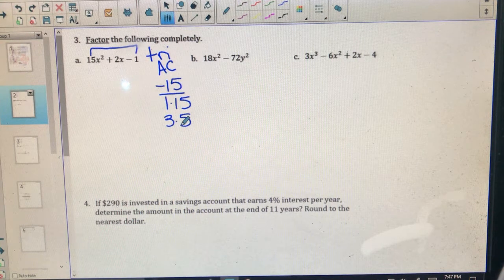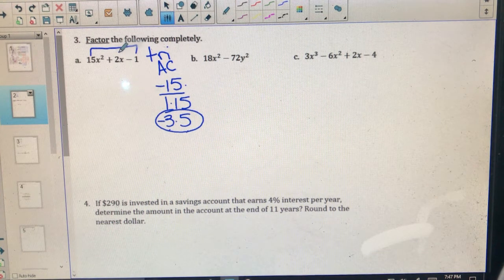And I also need to consider my goal. My goal is to pick one of those 2 pairs that also adds to the middle number. And my middle number is 2. So the only way that's going to work is if I use 3 and 5 and I make the 3 negative. Do a quick little double check. Negative 3 times 5 is negative 15. And negative 3 plus 5 is that positive 2 that I have in the middle there.